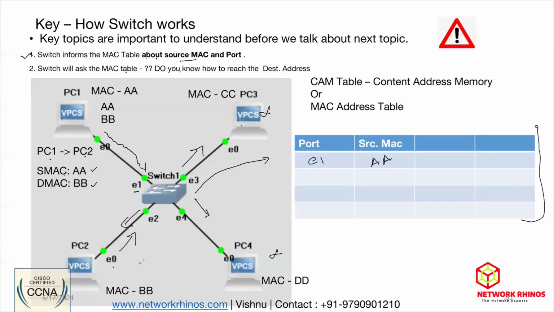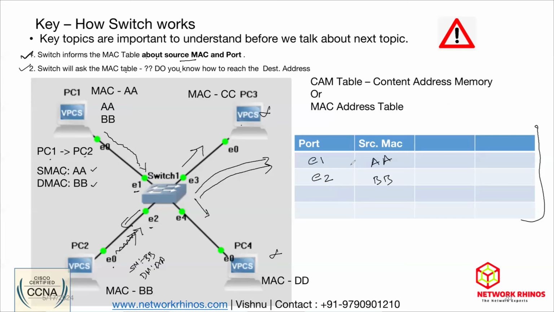When he responds back, what will be the source MAC address? BB. What will be the destination MAC address? AA. So this packet comes all the way to which port number? E2, which will do two functions. It will first go and tell the MAC address table: Now on E2 port number, I received a source MAC of BB.